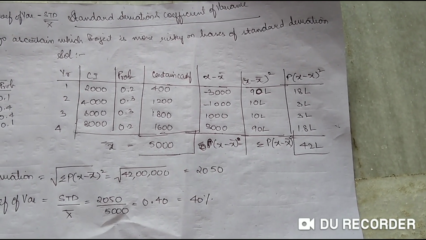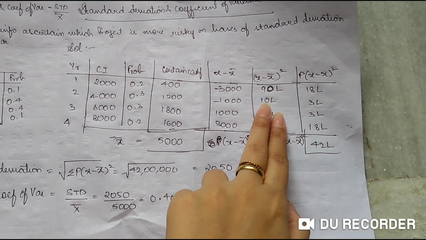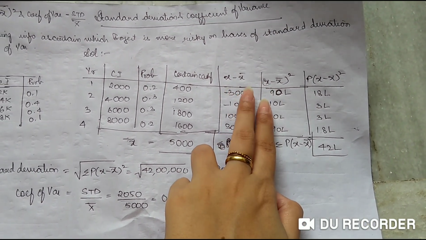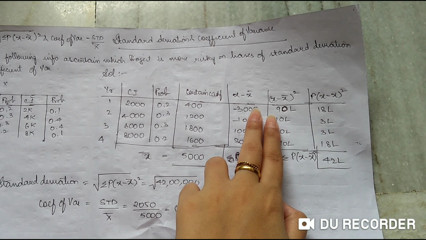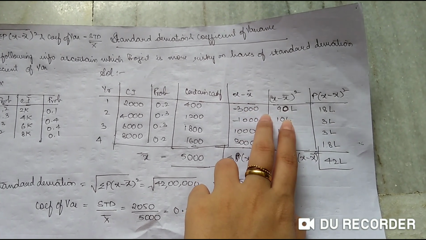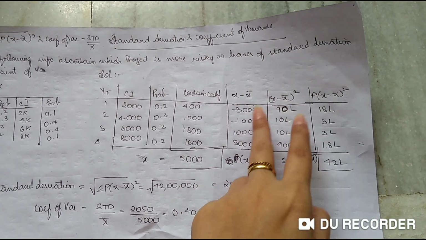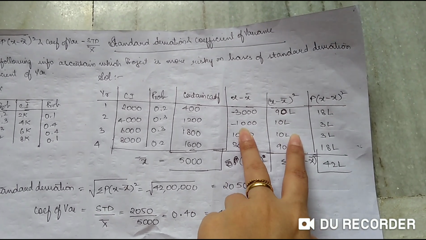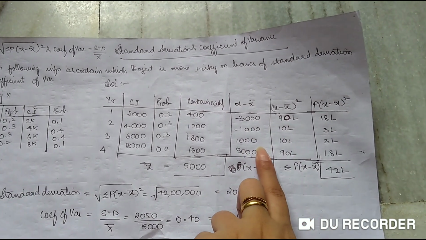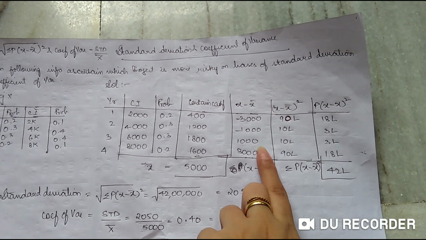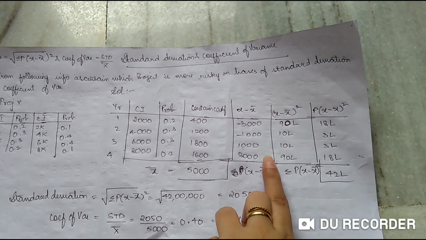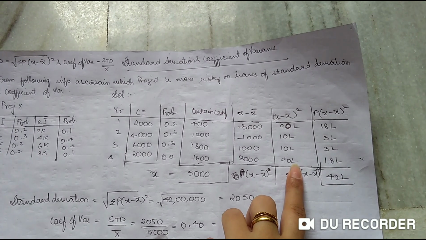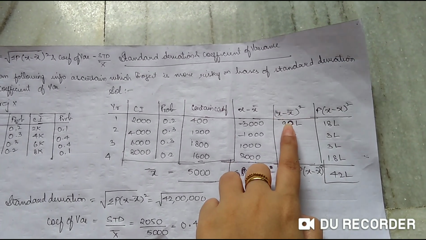Now next step is we have to calculate X minus X bar square. So 3000 into 3000 is equal to how much? 90 lakhs. So minus gets cancelled because anything in minus into minus is plus. So it becomes 90 lakhs. 1000 into 1000 is 10 lakhs. 1000 into 1000 is 10 lakhs. 3000 into 3000 is 90 lakhs. So what did we get now? We have got X minus X bar square.